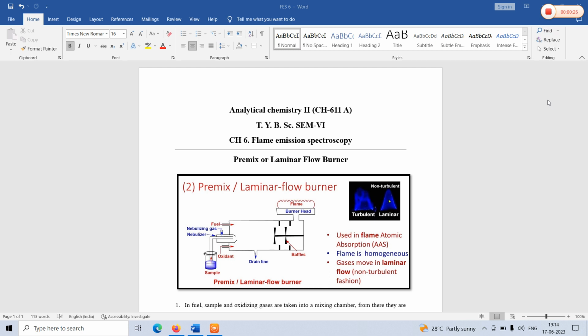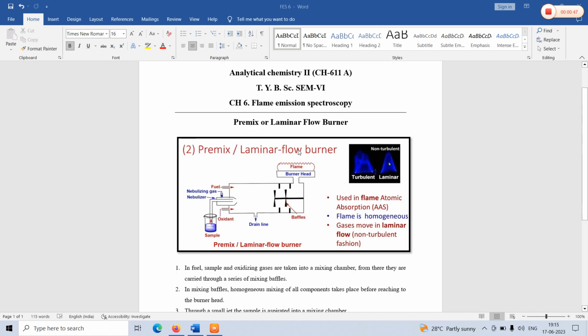Now in the previous lecture we have already learned about the introduction, principle, and some basic parts associated with the instrumentation, and the types of burner. In the types of burner we have already learned about the total consumption burner. Now the next point is the premix or laminar flow burner. This is the diagram for the premix or laminar flow burner.